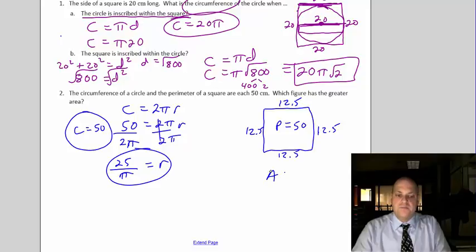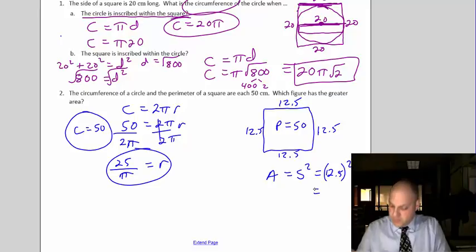Now I'm going to go back over to the square. The area is side squared, so it's going to be 12.5 squared, and that's going to be 156.25.